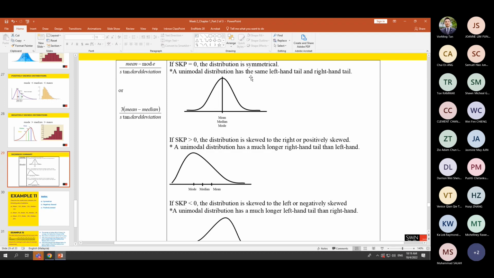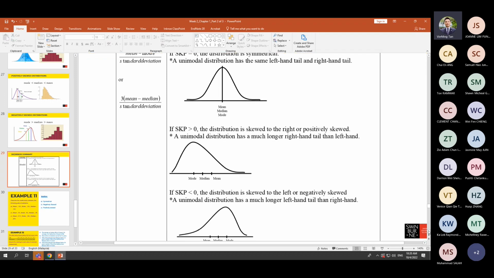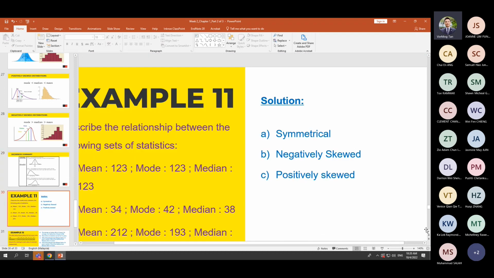What happens if your SKP is greater than 0? That means your mean is more than your mode. If your mean is more than your mode, you'll get SKP greater than 0. If greater than 0, that means the data distribution is skewed to the right-hand side. If your mean minus mode is a negative number, less than 0, then the conclusion is the data distribution is skewed to the left, or negatively skewed.